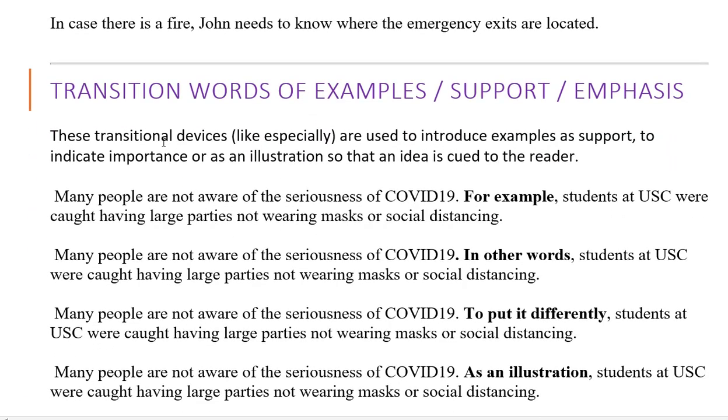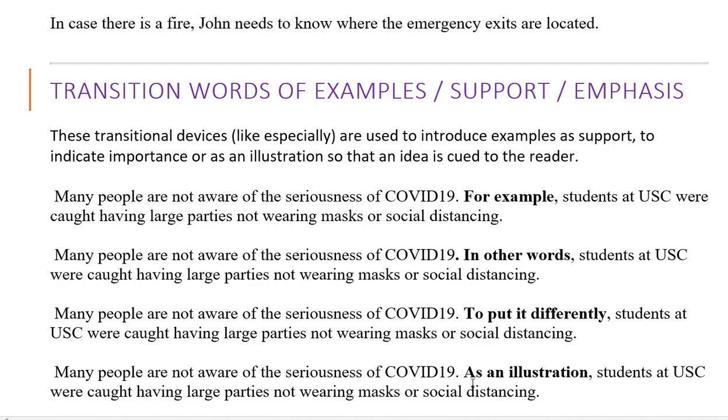Transition words of example. Transition words of examples are also more ways of saying and. So instead of saying, many people are not aware of the seriousness of COVID-19, and students at USC were caught having large parties, not wearing masks or social distancing. Instead of saying and, you would say, for example, in other words. To put it differently, as an illustration.